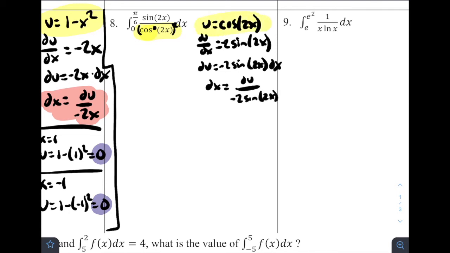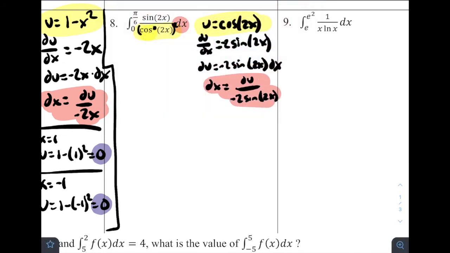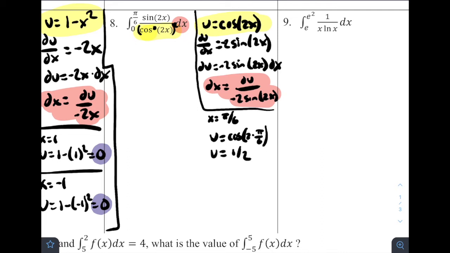All right, we've got our u. We've got our dx. Let's substitute in, and I guess we also need to find our limits of integration. So let's do that. When x is equal to pi over 6, u is going to be cosine of 2 times pi over 6, which is pi over 3. Cosine of pi over 3 is 1/2. So u is going to be 1/2 in that case.